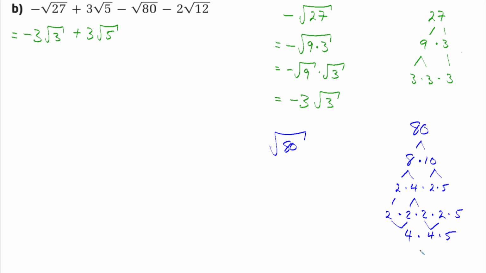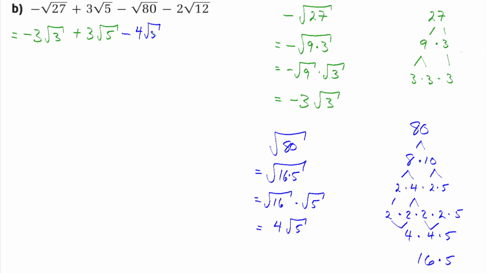Times 5. Or I prefer to think of it as 16 times 5. Okay, so the square root of 80 is going to be the square root of 16 times 5, which is the square root of 16 times the square root of 5, which is 4 root 5. Okay, so back up here, my minus 80, so don't forget the minus sign, is minus 4 root 5. Okay, so there is that one.